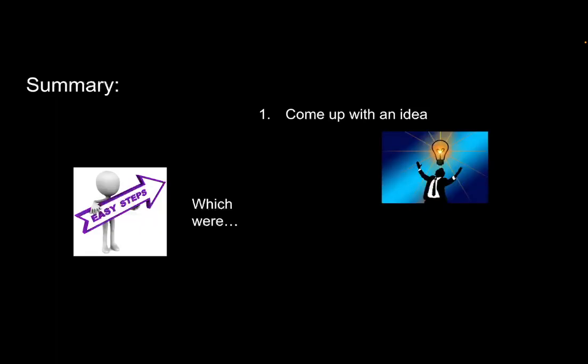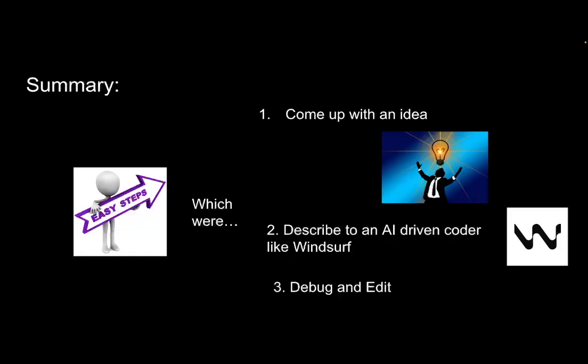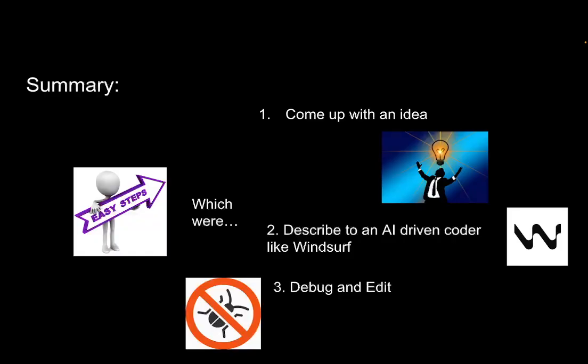Okay, so summary. We just went over the 3 basic easy steps for vibe coding, which were, step 1, come up with an idea. Step 2, describe to an AI-driven coder like Windsurf by prompt engineering it. And step 3, debugging and editing it to get the best possible response possible.